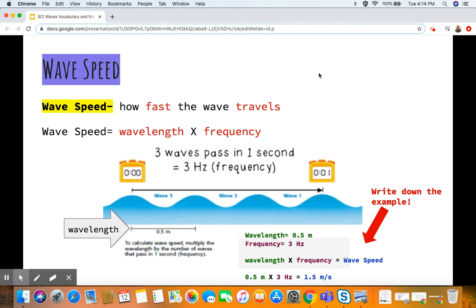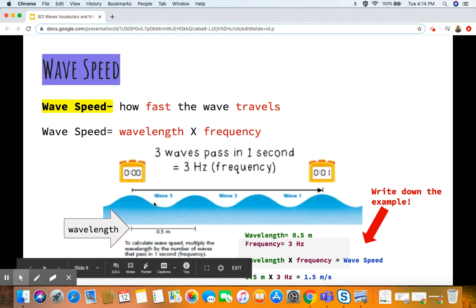We can also figure out the wave speed. Wave speed is how fast the wave travels. We calculate our wave speed, and we have a formula here, which you can see. Wave speed equals our wavelength times, or multiplying by, our frequency. So let's look at this picture to figure out how we can calculate its wave speed.